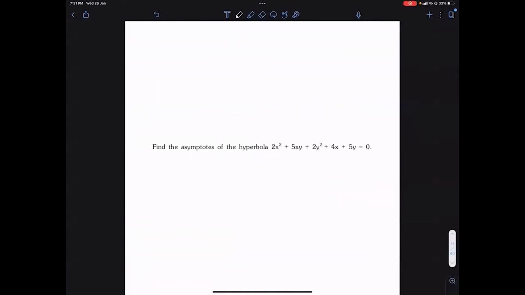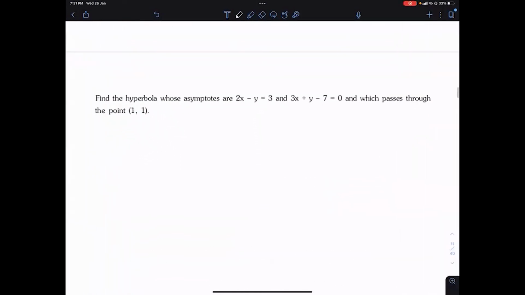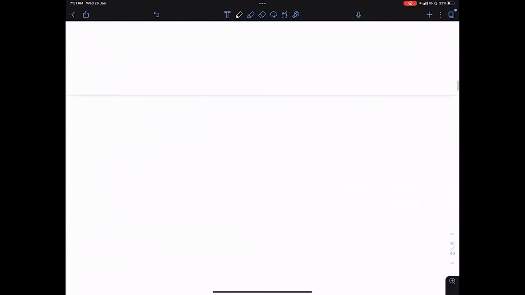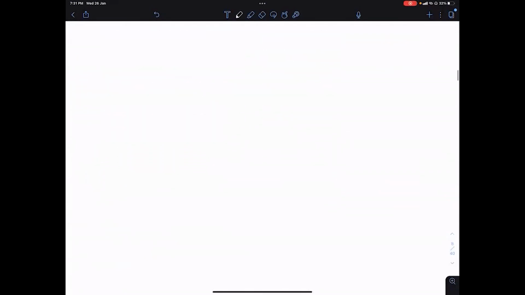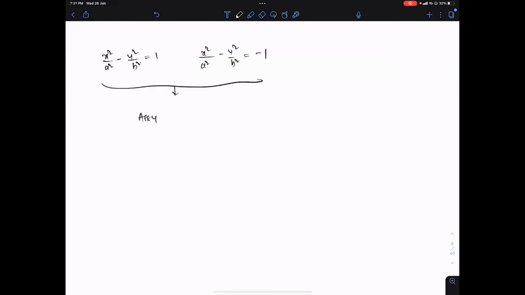Next, asymptotes. Asymptotes are very simple, guys. What you need to find about the asymptotes is, if a hyperbola is given, x square by a square minus y square by b square is equal to 1, or the hyperbola equation can be x square by a square minus y square by b square is equal to minus 1, then for the asymptotes of this hyperbola, just keep the constant 0.